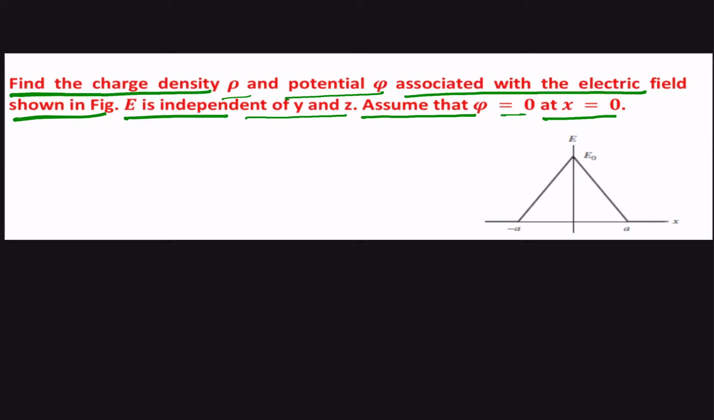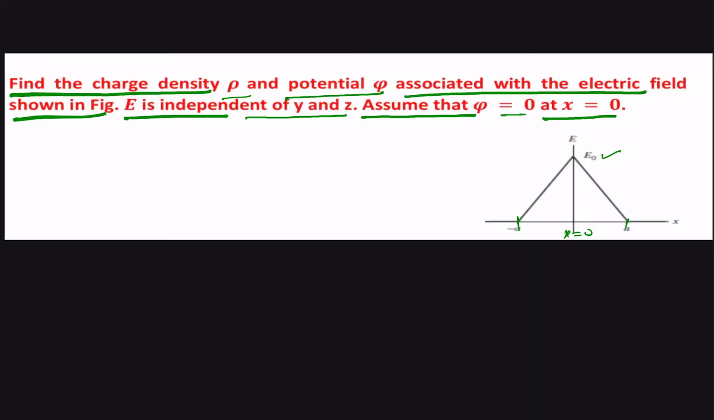On the x coordinate, it has a magnitude between minus a and plus a, and at x is equal to 0, it has a maximum magnitude, that is our E naught. So in order to find out our charge density as well as the potential, first of all we are going to find out what will be the equation for the electric field. And for that we are going to make use of our basic equation of our electric field.